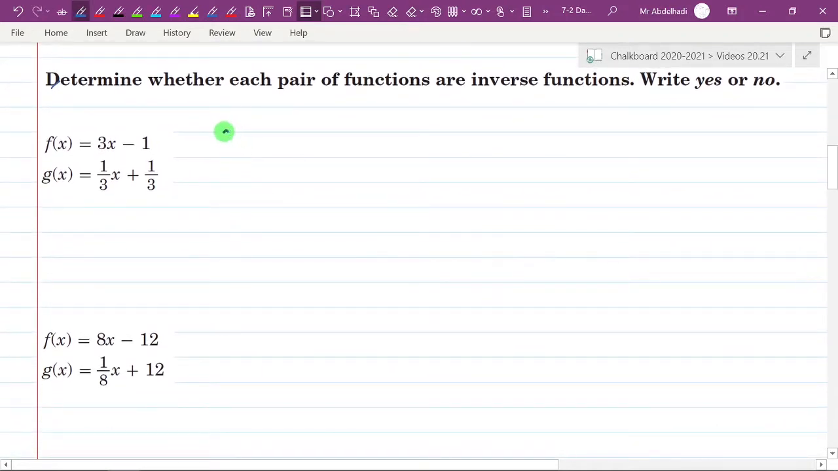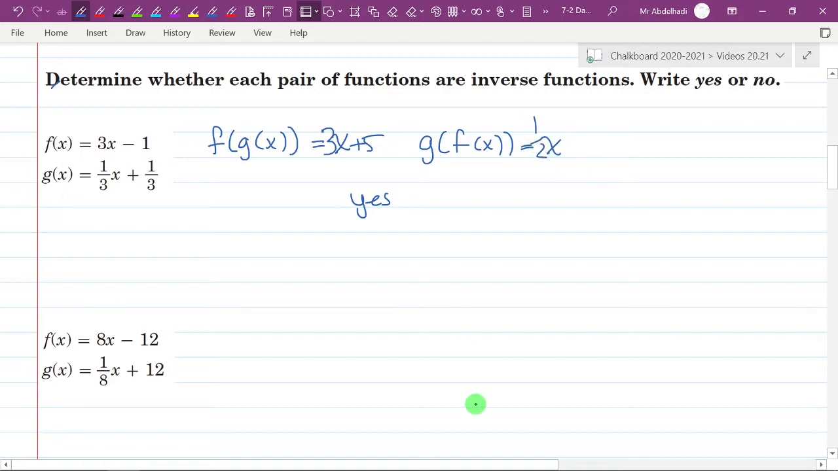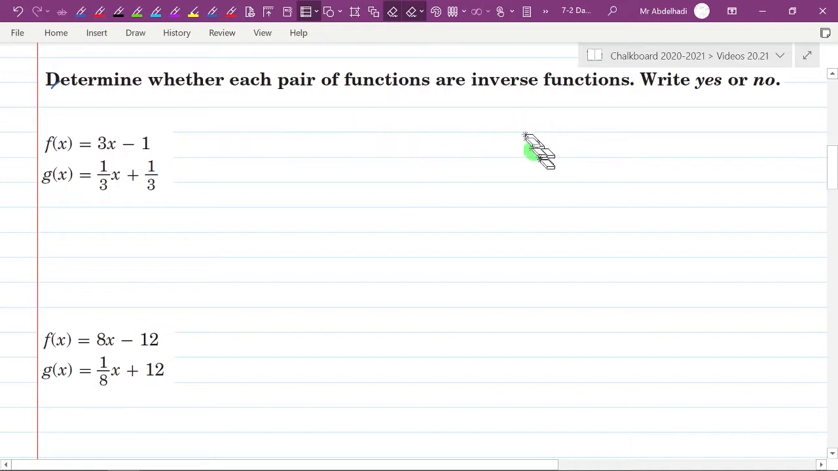The first thing we're going to do is test f of g of x. Remember, if this equals x, then that's good, but that's not enough. You have to then find g of f of x. And if both of these equal x, then you can say yes. If either one of these comes out to be a no, like for instance, this turns out to be 3x, or 3x plus 5, or 1/2 x, or something like that, if it comes out to be anything other than x, then it's instantly a no and you can stop working. But you have to prove that before you say yes or no.